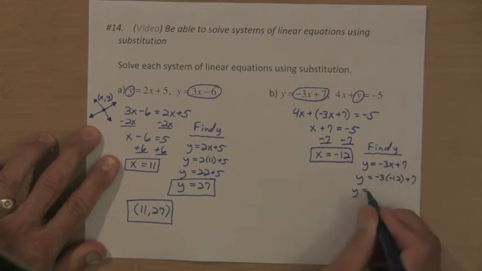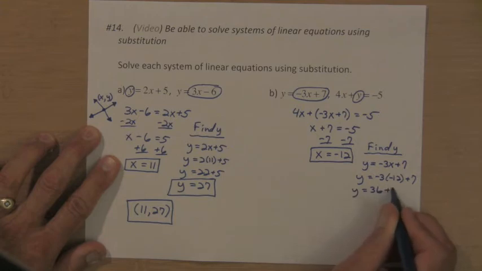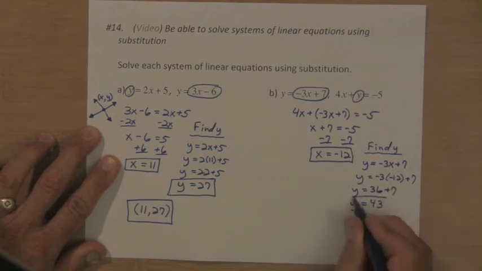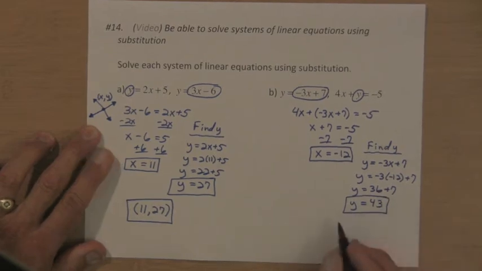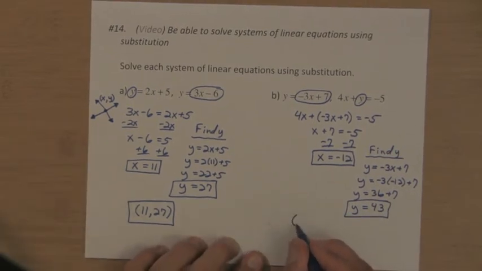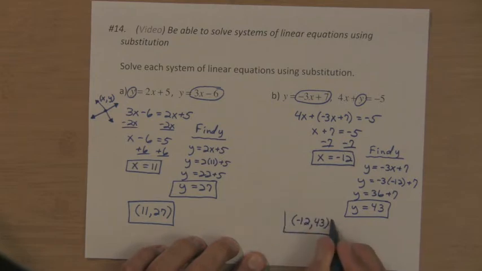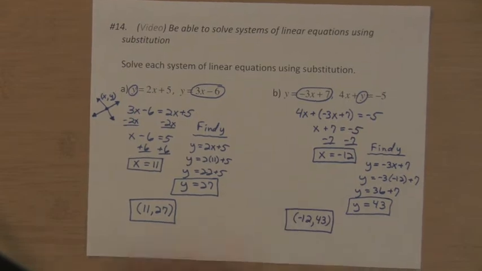So negative 3 times negative 12 is 36. 36 plus 7 is 43. And that is my value for y. So my solution, once again, could be written as an ordered pair. X is negative 12, y is 43. And that is the solution to that system of equations using substitution.